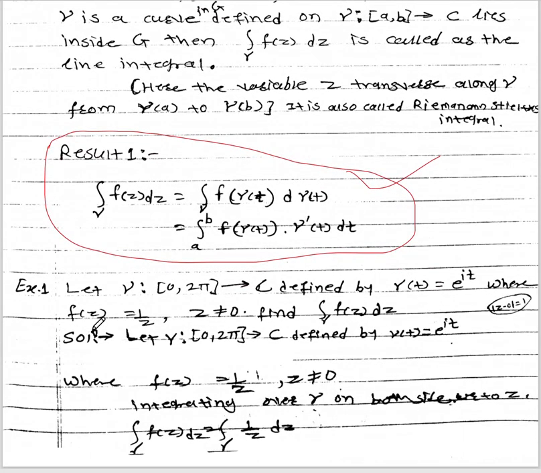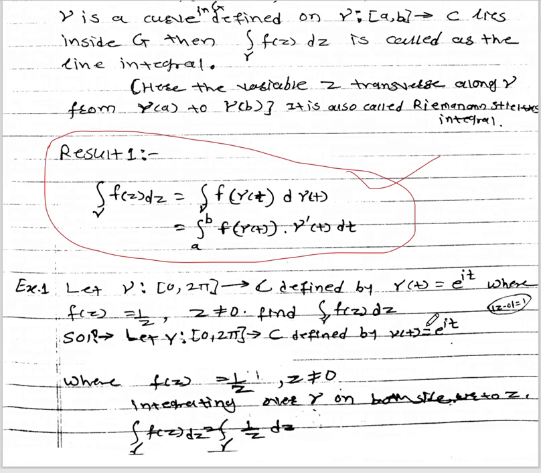Let gamma be any curve given in the complex plane C. So let gamma from 0 to 2 pi to C be defined by gamma of t equal to e raised to power it, where f of z equal to 1 upon z, z is not equal to 0. Then you have to find the integral over gamma of f of z dz.